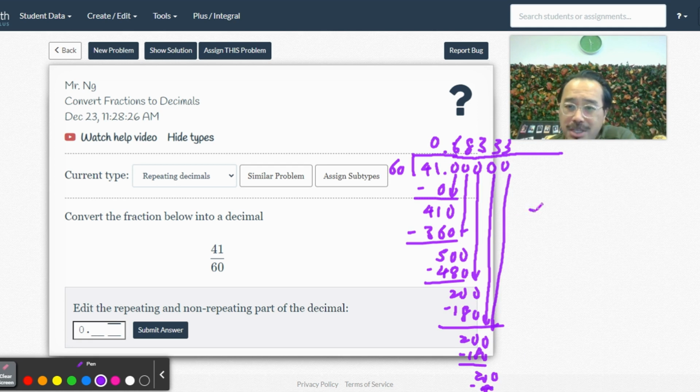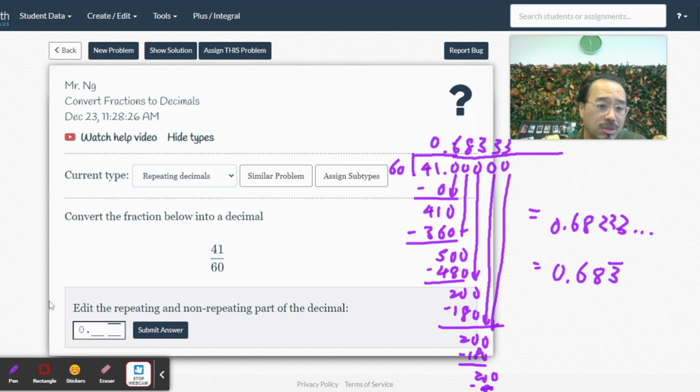So this is our answer, 0.68333, like that. What we actually want to write is this. So now this is what you do. Look carefully at where my cursor is. Down here, I'm going to put in 68. And then I'm going to click over to this side where the area under the repeating bar is highlighted in blue. Put in the 3 like this. You see what I'm doing here?